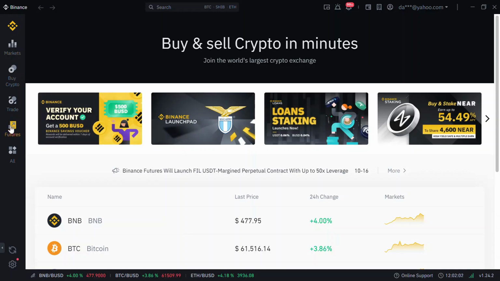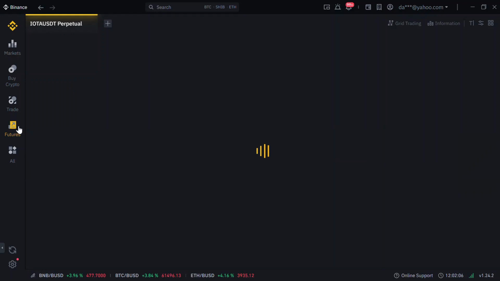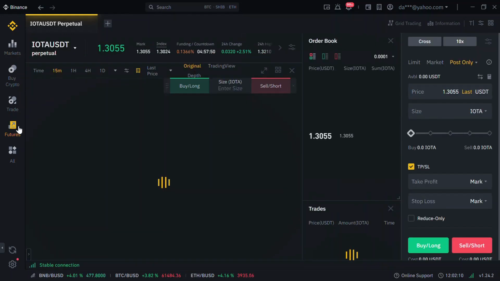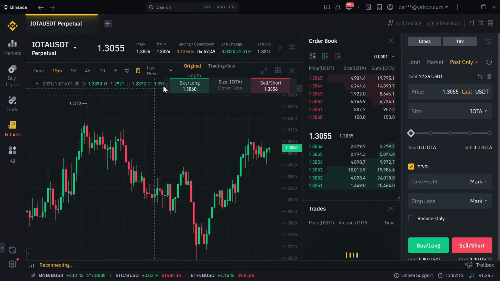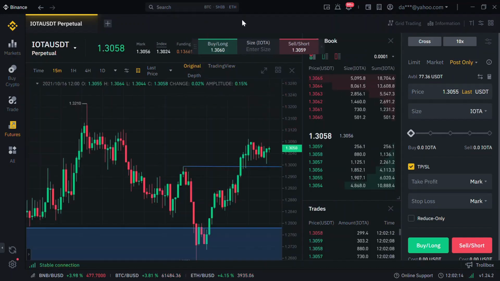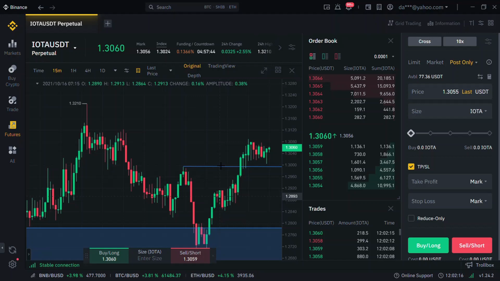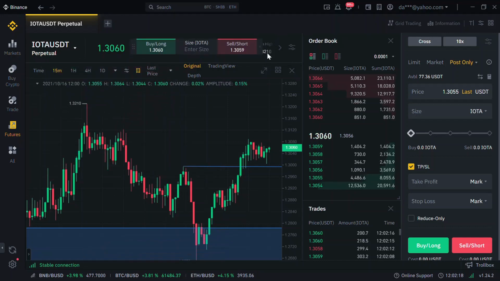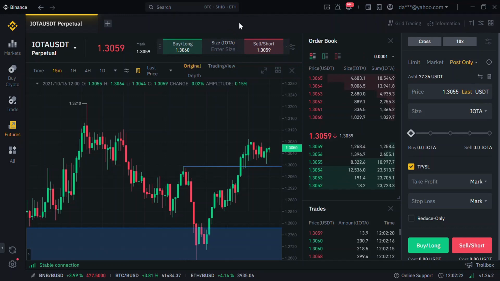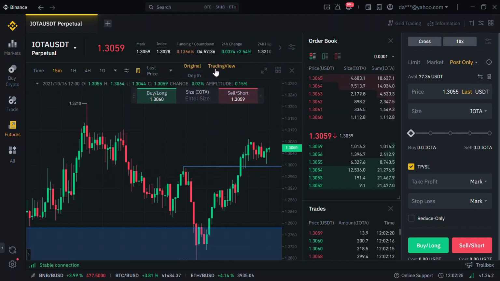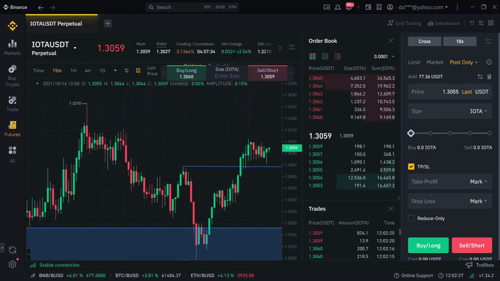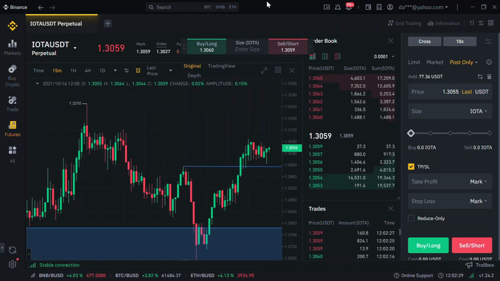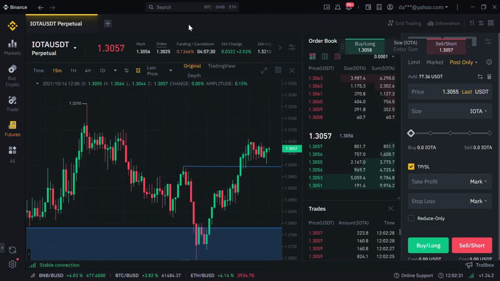Like I said, you need to be introduced to the interface of futures trading. So currently, here's the futures interface, and here's how it looks. It can be confusing at first, especially if you don't understand how to use it. You can watch more videos on how to make use of Binance, but this is the interface, and I'll be explaining it here.